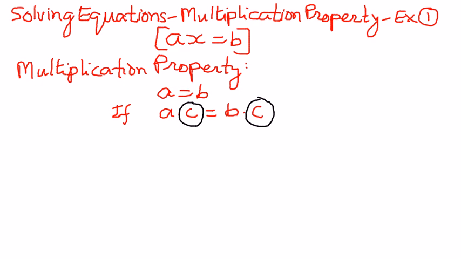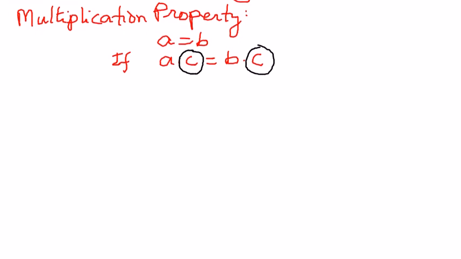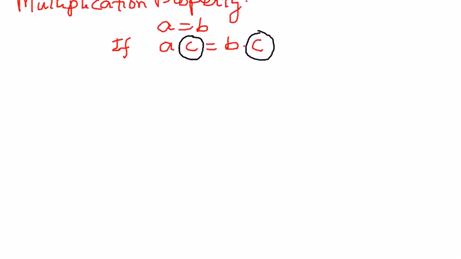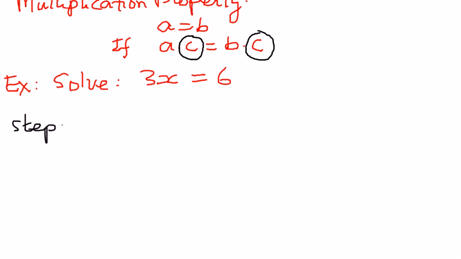Okay, let us take an example. Let me explain this multiplication rule with a simple example. Let's say we want to solve this equation, 3x is equal to 6, right? So how do we do this? Let us use the multiplication property to solve this example.